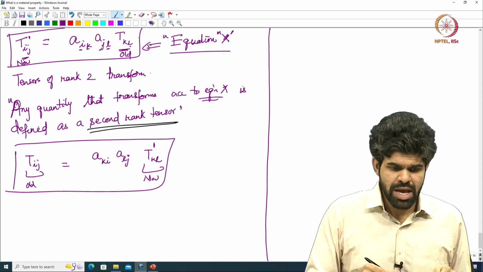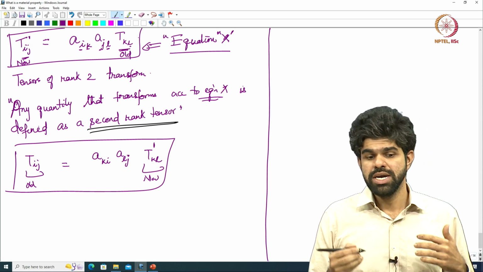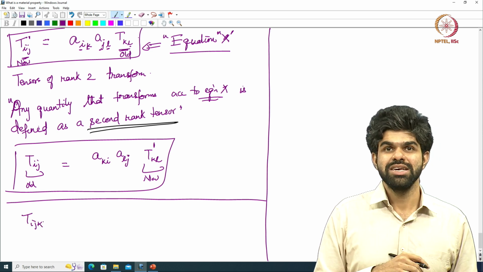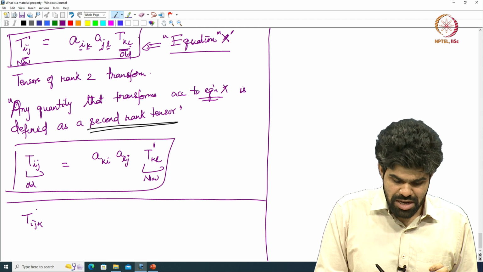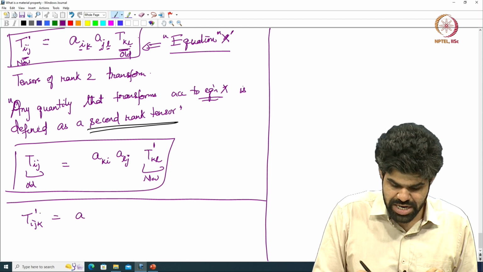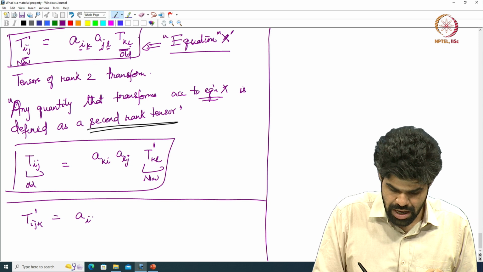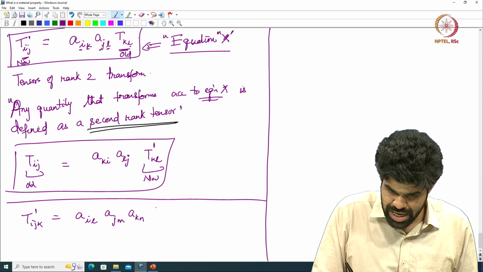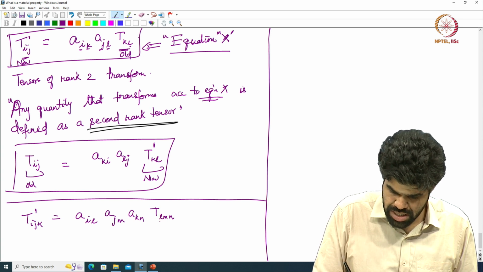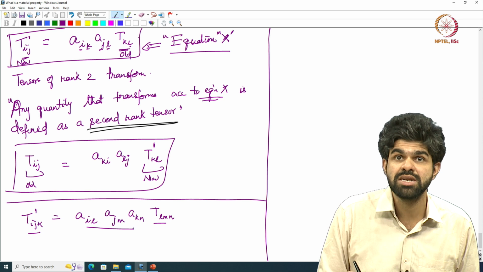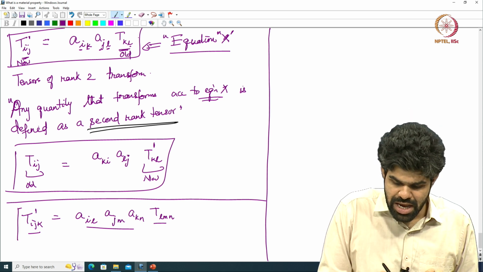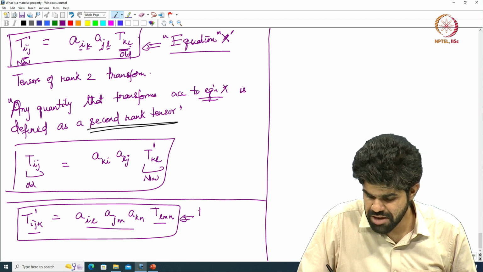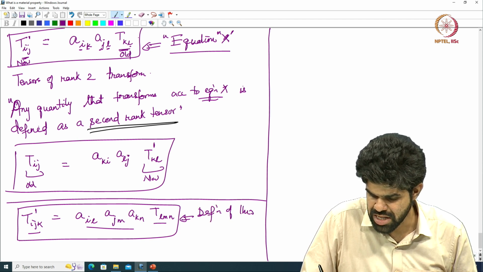I can extend this. If I have a tensor of 3 indices, T_ijk, I can call this a third rank tensor if it transforms as per this law: T'ijk = A_il A_jm A_kn T_lmn. This is in the old coordinates, this is in the new coordinates, and there is a transformation matrix given by A. A third rank tensor transforms using this equation. This is the definition of a third rank tensor.